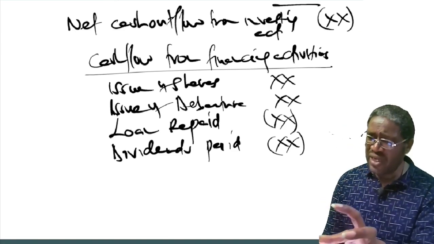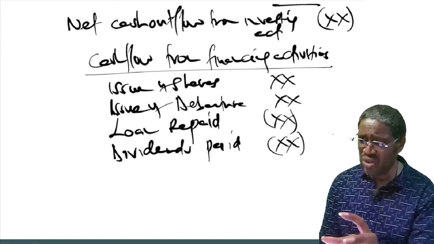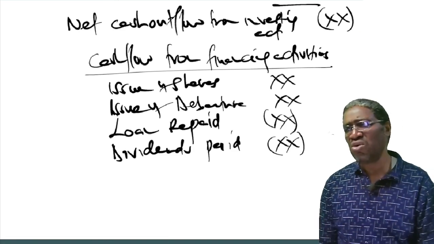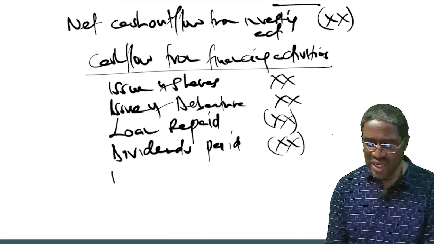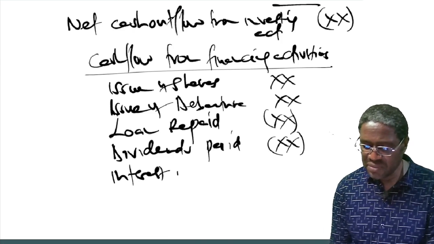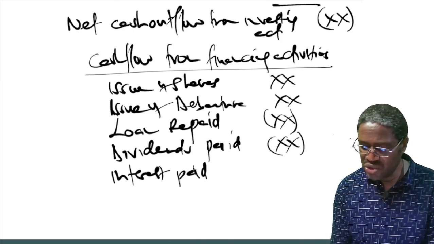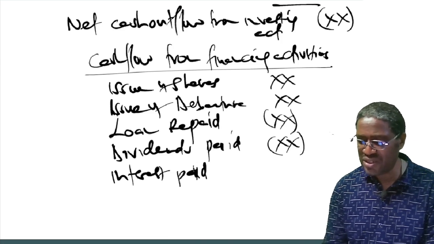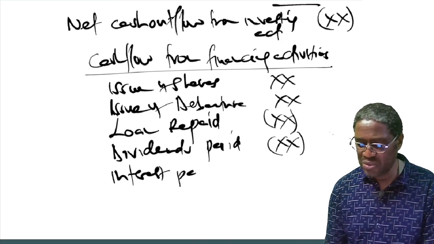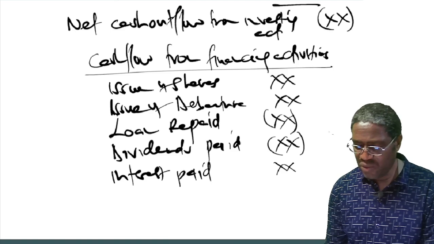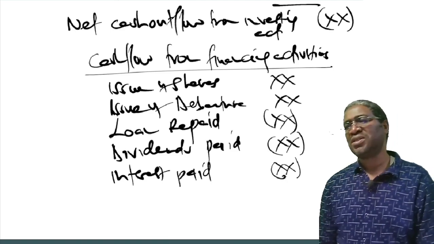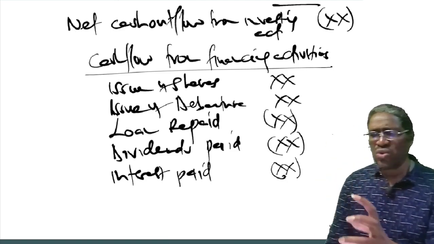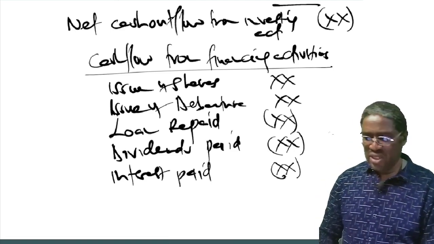To the loan providers, the debenture holders, you normally pay them a return called interest. Any interest paid is classified as a financing activity. Interest paid, whatever it is. Good. Assuming those are the only returns we paid, get the nets.